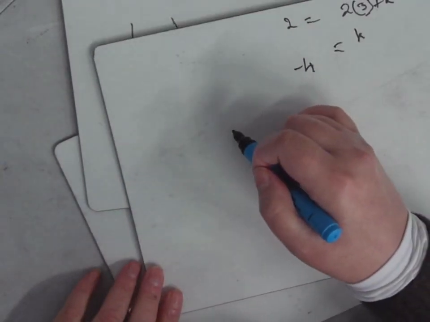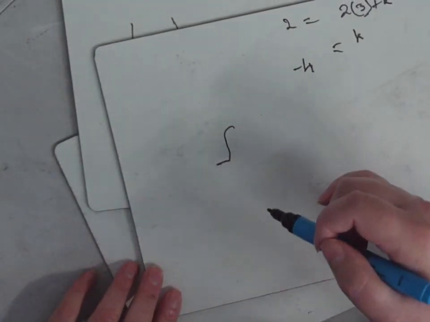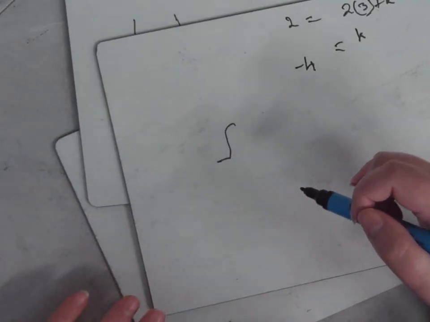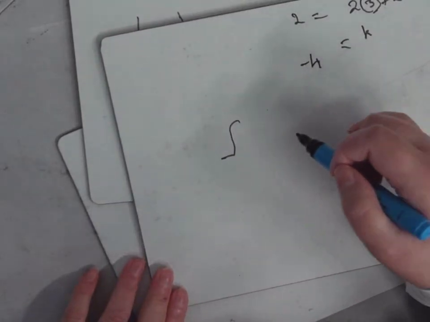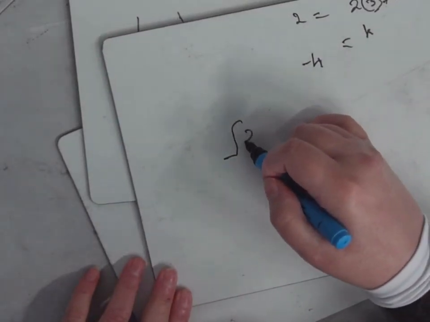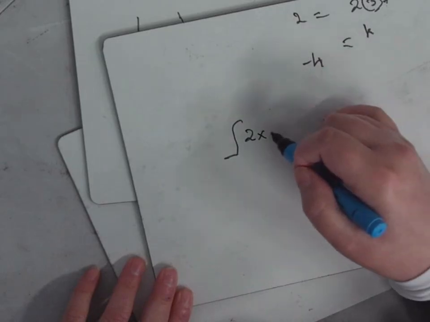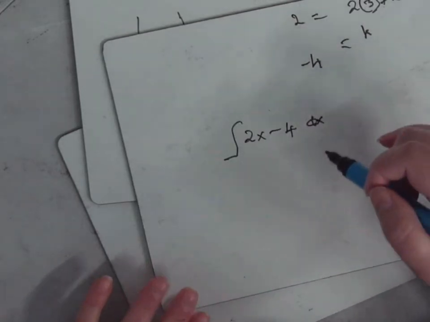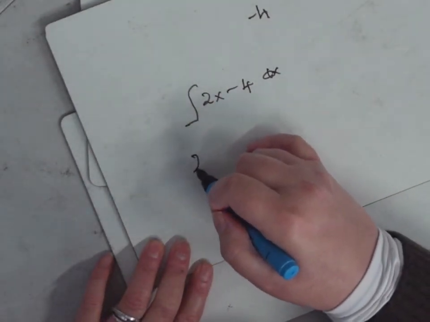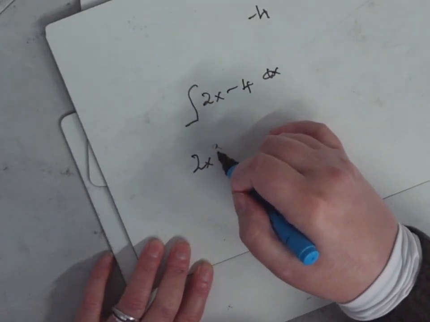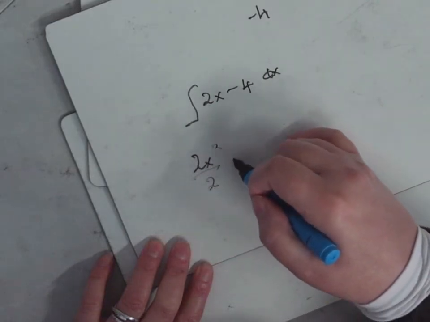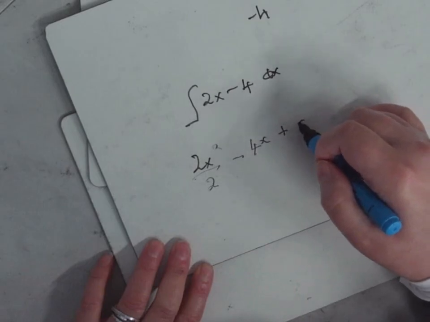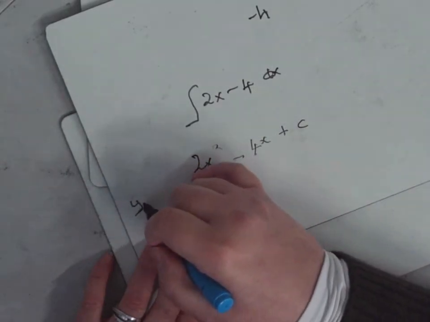So now I want to know the equation of the curve. To get the equation of the curve, I'm going to integrate 2x plus k, and we know k is minus 4, with respect to x. If I integrate that, I increase the power of x by 1 and divide by the new power, so I get x squared. Minus 4 becomes minus 4x, and we have plus c. So y equals that.